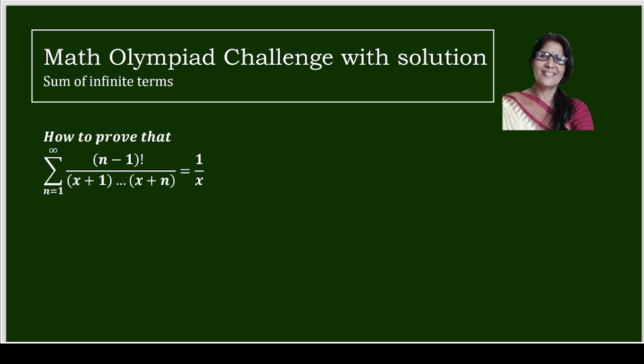So today, a very interesting question: sum of infinite terms. How to prove that the summation of n equals 1 to infinity of (n minus 1) factorial over (x plus 1)(x plus 2) up to (x plus n) equals 1 over x.